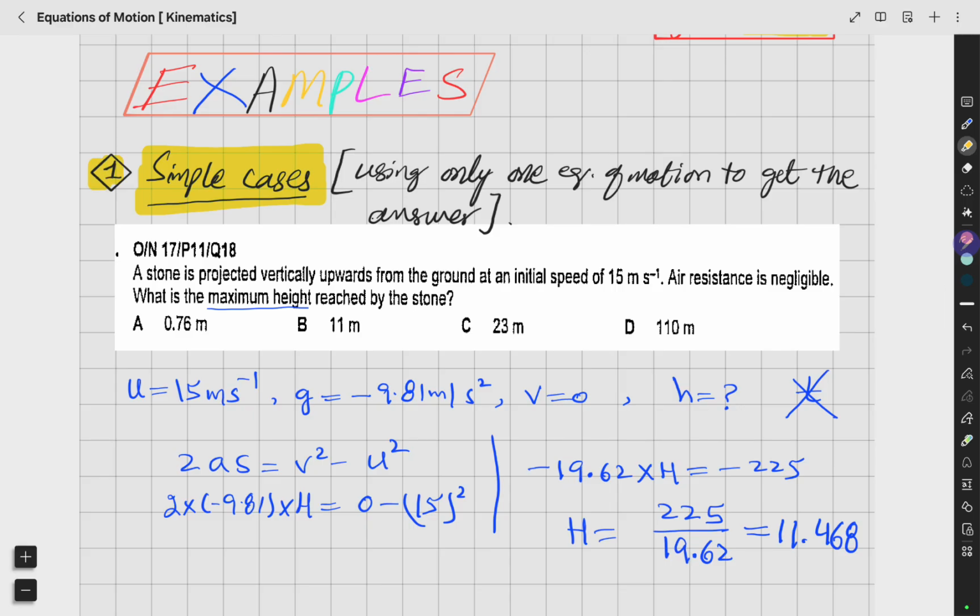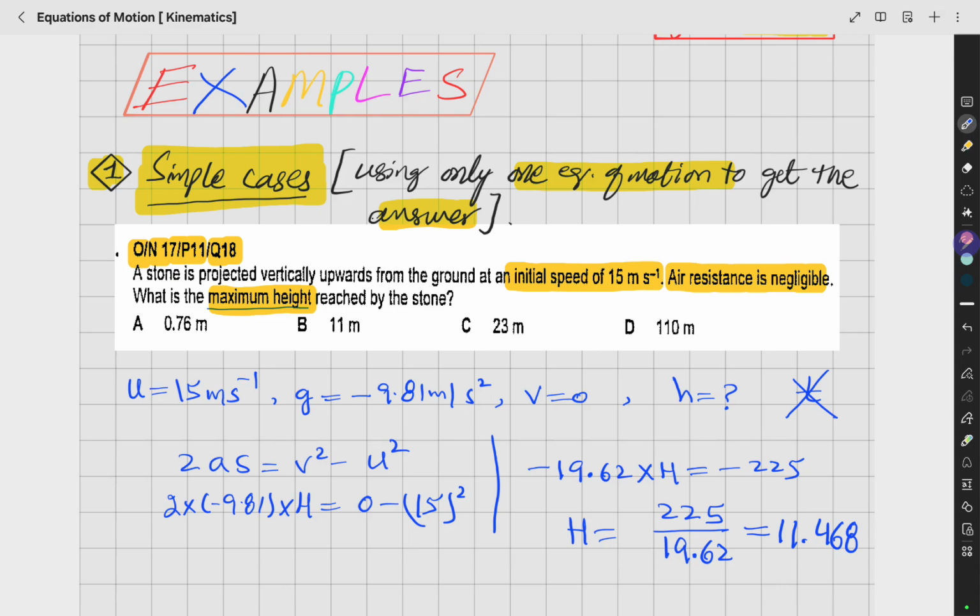So we have to look at all the examples. The first example is the simple case, which uses only one equation of motion to get the answer. This is a question from October/November 2017, paper 11, question number 18. A stone is projected vertically upwards from the ground at an initial speed of 15 meters per second. Air resistance is negligible. What is the maximum height reached by the stone?